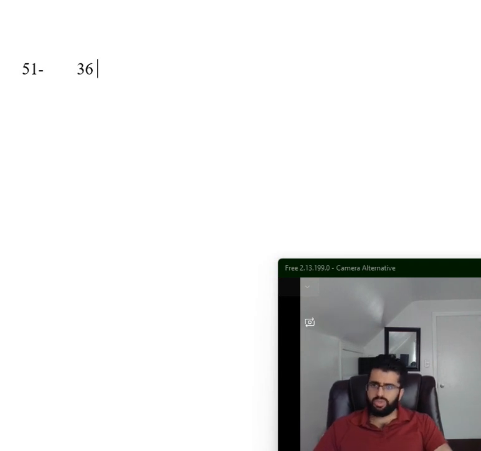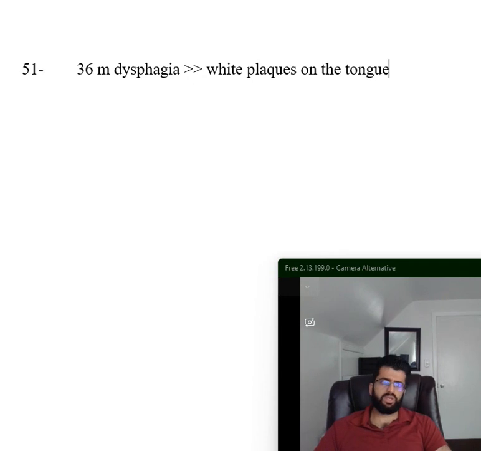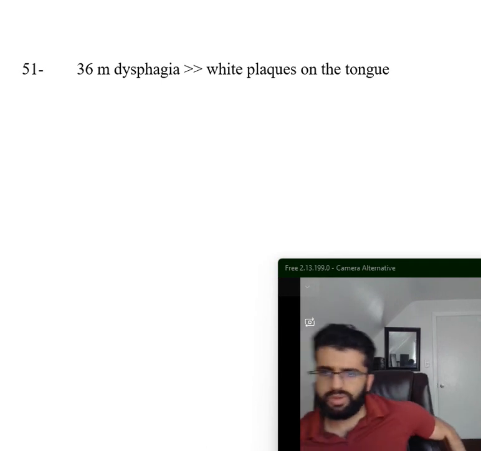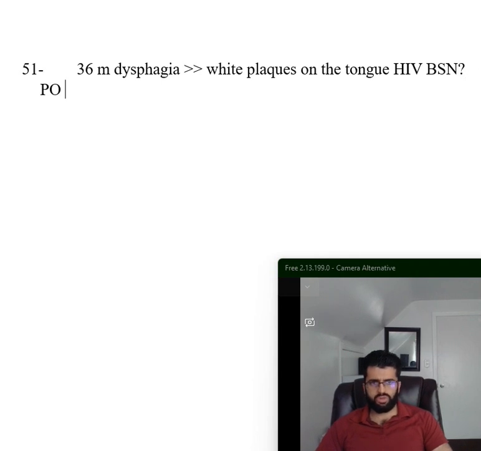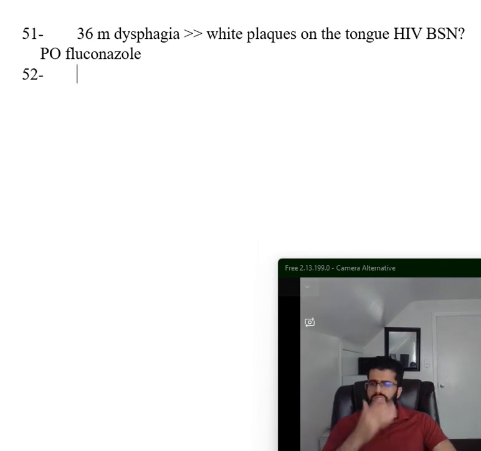Let's say you see a 36-year-old man comes in with dysphagia, right? Difficulty swallowing. So you do exam, there's white flakes on the tongue and soft palate, and there's bilateral red erythematous fissure on the angles of the mouth, okay? And the patient has HIV, by the way. What's the best next step? This one, you want to do oral PO fluconazole. Okay, why? Because this is possibly Candida esophagitis.